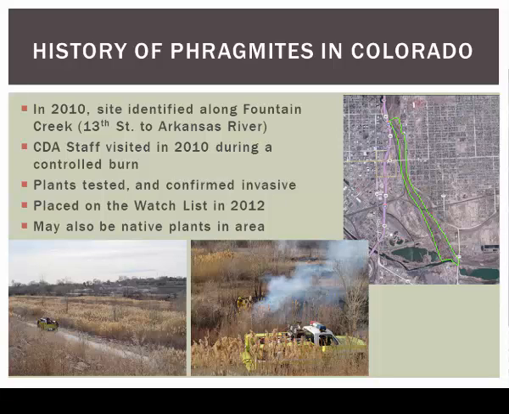Okay, so this is kind of gearing ourselves now to the history of Phragmites in Colorado specifically. In 2010, a very large site was identified along Fountain Creek, which is right outside, well, inside Pueblo, the city limits. It runs from 13th Street down here, or up here, to the confluence of the Arkansas River, and it was very, very thick. And Steve, did that come in as, did they remove tamarisk and then the Phragmites came in?